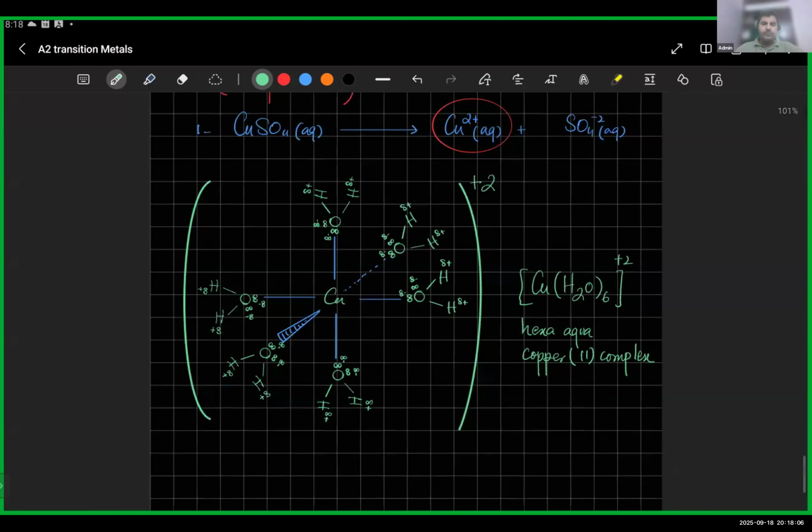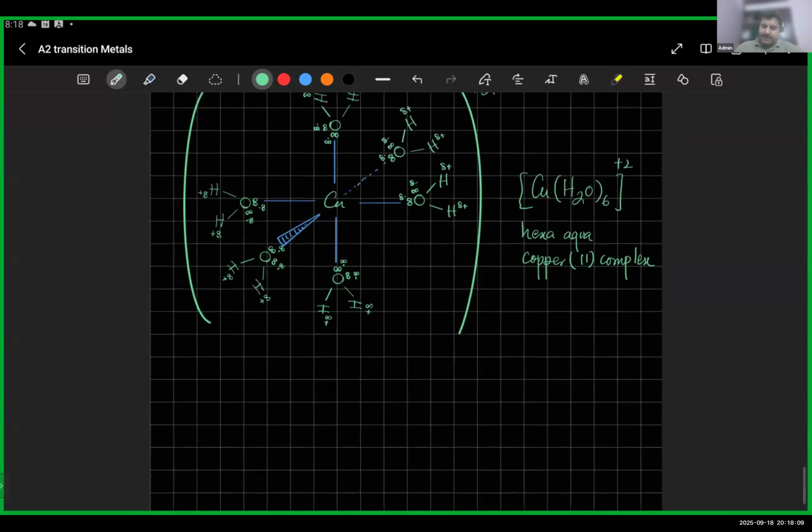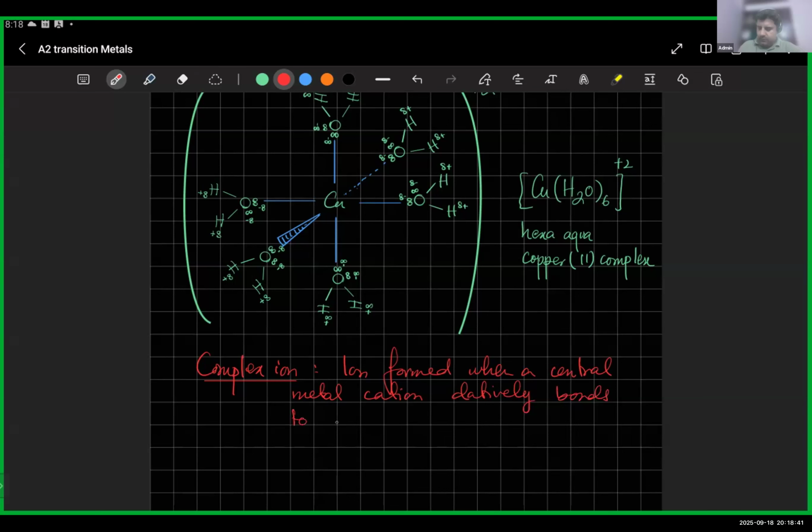So this is what a complex ion is. Let me write the definition of what a complex ion is. It's an ion formed, I mean, that's the literal definition, when a central metal cation datively bonds to lone pairs of ligands.